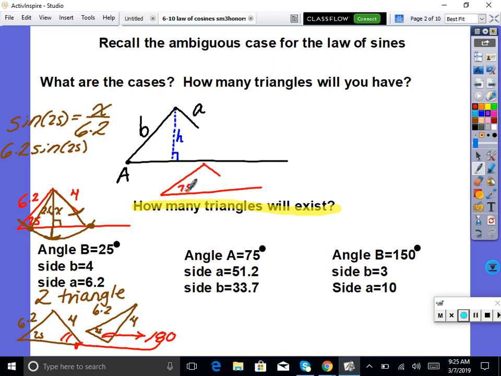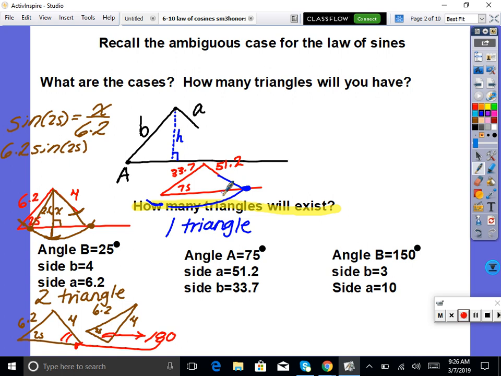So 75. The side across from it is 51.2. The other side is 33.7. We don't even have to find the height on this one. If you catch it very quickly, isn't the swinging side much longer? Yeah. So it's clear, it's only going to touch one time, right? It's swinging way past it. 51 is much longer than 33, so there's only one triangle. So then you would just finish this bad boy off, fill in the rest.